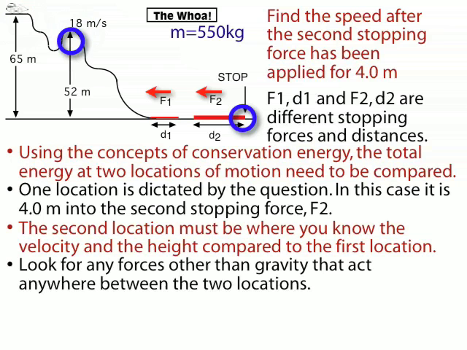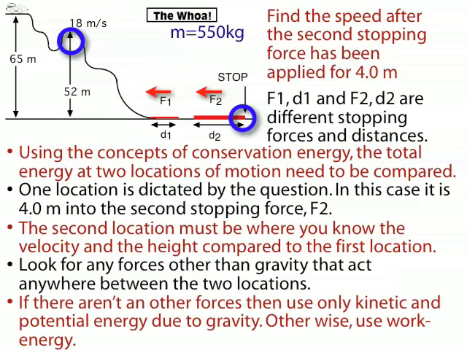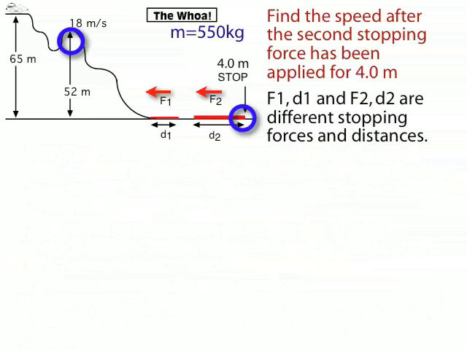I'll look for any forces other than gravity that act anywhere between these two locations. In this problem, I've got F1 and I've got F2. I've got two forces acting against the motion. If there weren't any other forces, then I would only use kinetic and potential energy due to gravity. Otherwise, I'd use work-energy relationships, which is my choice here. So here my problem sets up. Now I'll start going through the solutions process.